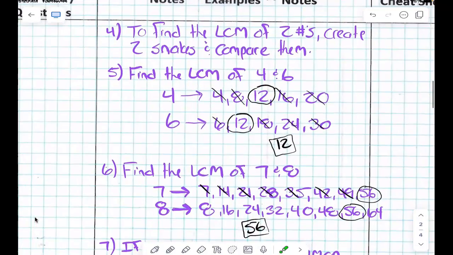If you wanted to find the LCM of 2 numbers, so if I'm finding the LCM of 4 and 6, the least common multiple, I still do my snake for both numbers, yes? How many multiples should I start by finding? 5 multiples to start, yes? And then once I find 5 multiples, I can start comparing them. So do 4 and 6 have a common multiple of 4?